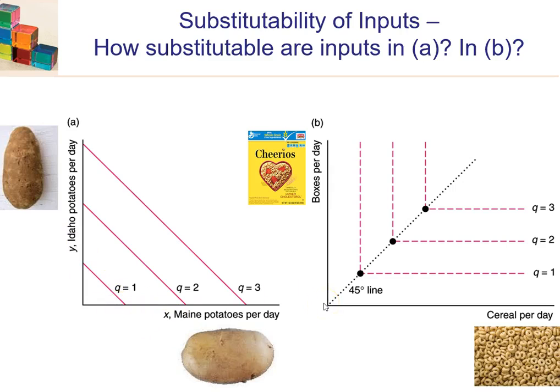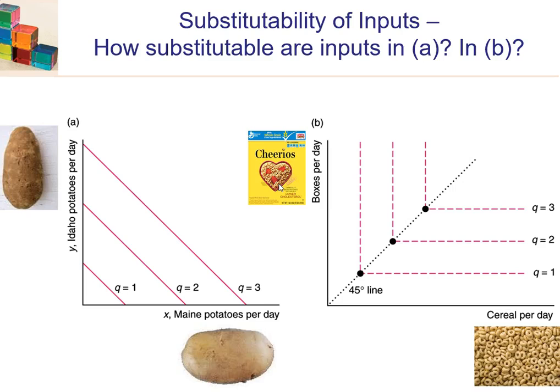On the right side, these are boxes filled with Cheerios. And to make a box filled with Cheerios, you need both the physical cardboard box. That's what the vertical axis represents, cardboard boxes. And then these are the ingredients that fill the cardboard boxes, the little Cheerios. So Cheerios are on the horizontal. And in this image, how substitutable are Cheerios for cardboard boxes to make a box of Cheerios? They're not substitutable at all.